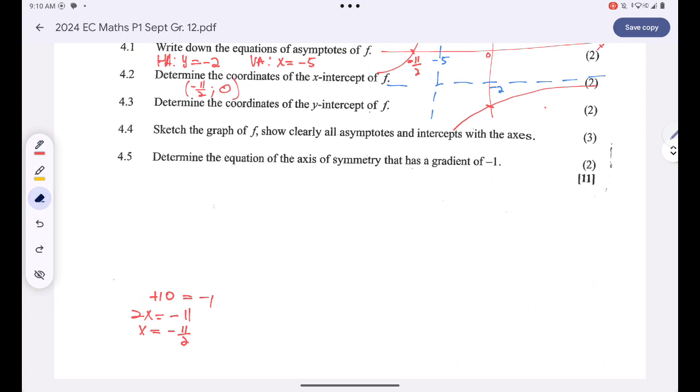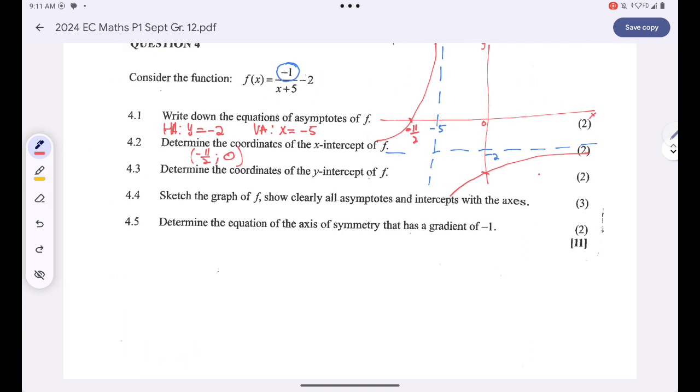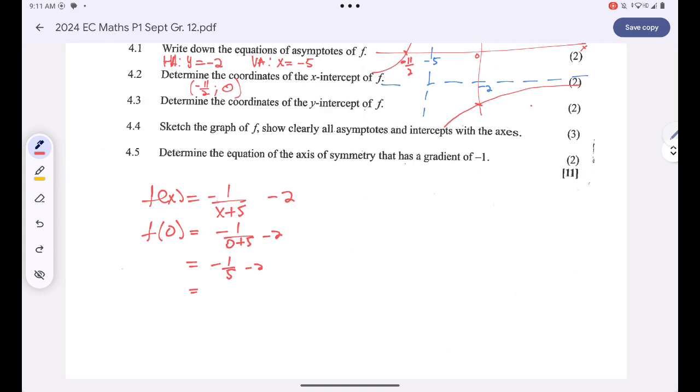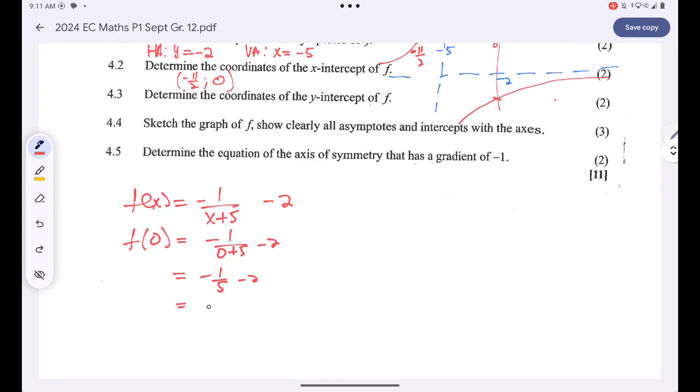Okay, and now they want us to determine the coordinates of our y-intercept. I don't care what kind of graph you're dealing with, but you must know for a fact that on the y-axis, the value of x is equal to 0. If you are given f of x as negative 1 over x plus 5 minus 2, so f of 0 will simply be negative 1 all over 0 plus 5 minus 2. And then this will end up giving negative 1 over 5 minus 2.